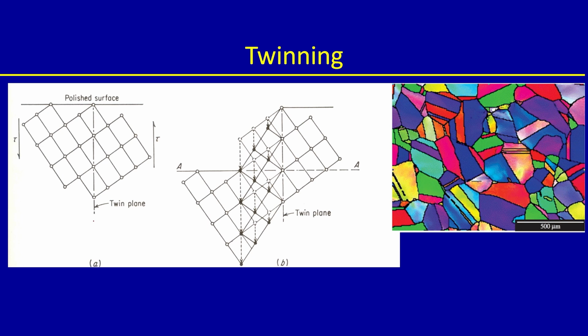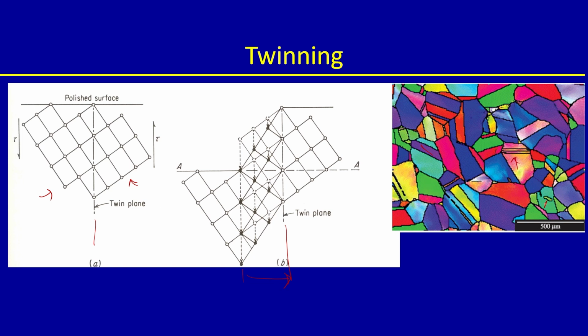You can see there is a twin plane here. This part of the crystal is a mirror image of this part of the crystal. Same thing here, the twin plane can be an extended area also. This part of the crystal is a mirror image of the other part of the crystal on this right side. So, in the microstructure it will look like this kind of object.